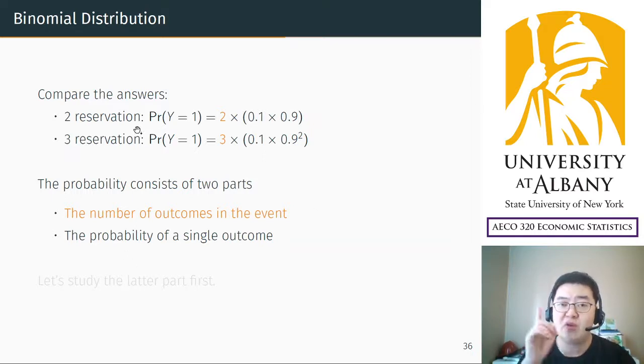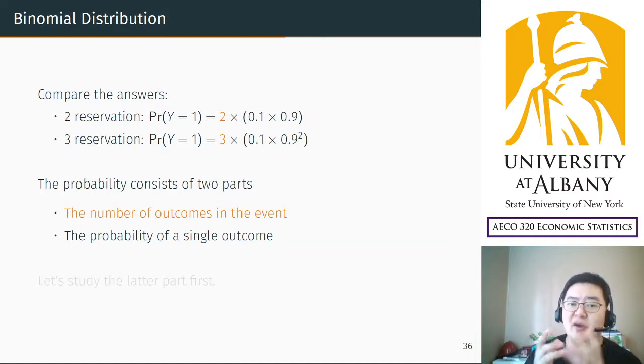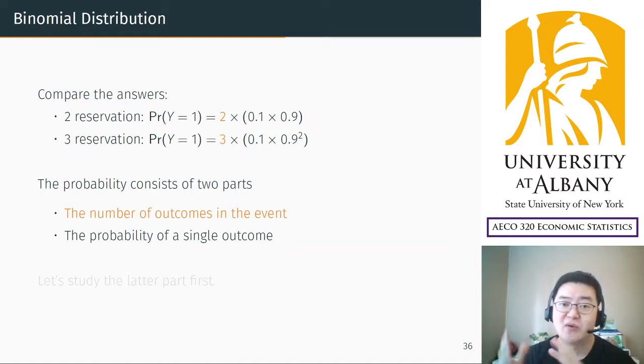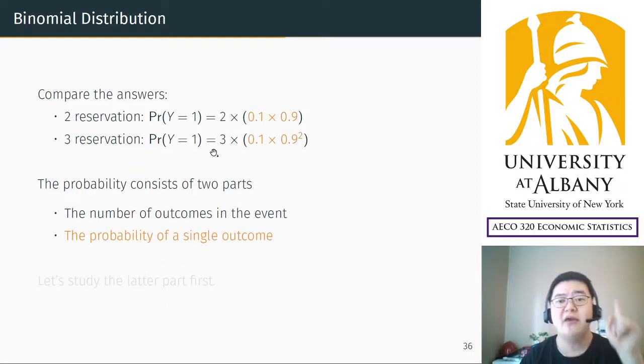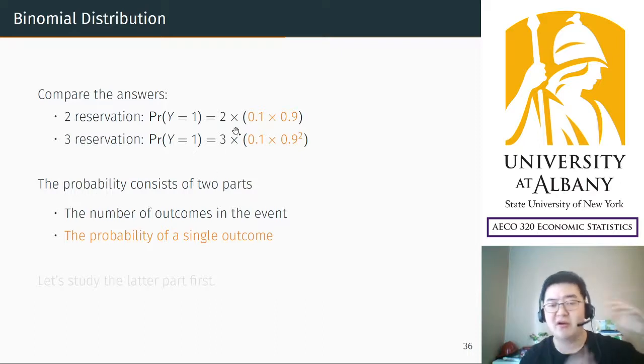What we know is one reservation is canceled, but there may be different combinations because you don't know who canceled it. Depending on who cancels the reservation, there could be different scenarios, and you have to count how many different scenarios are included in this event. That's the first step. In the second step, if there are 2 or 3 outcomes included in the same event, then for each of them you have to calculate their probability.